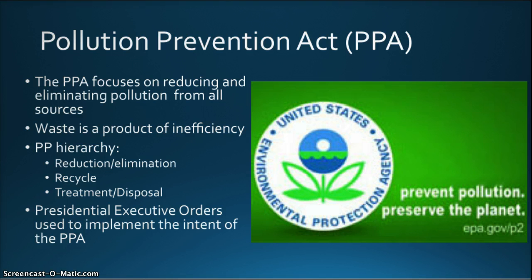The EOs address activities such as the purchase of environmentally preferred products and services, set goals for recycling, energy efficiency, and water conservation. In 1990, the EPA developed the Pollution Prevention Program Strategic Plan. This plan established 5 goals. Goal 1, reduce the generation of greenhouse gas emissions to mitigate climate change. Goal 2, reduce the manufacture and use of hazardous materials to improve human and ecological health.